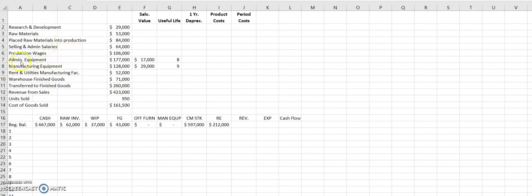You can see when we purchased the administrative equipment here for $177,000, I've populated our spreadsheet with the salvage value as well as the useful life for the manufacturing equipment as well.